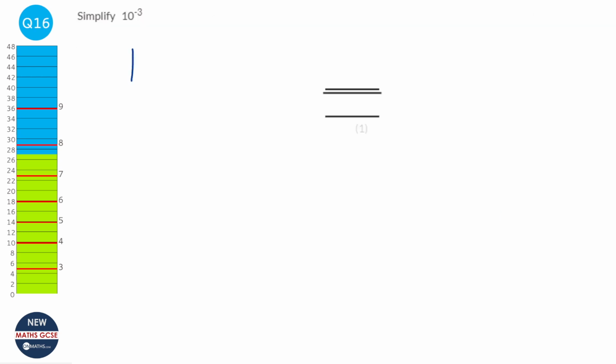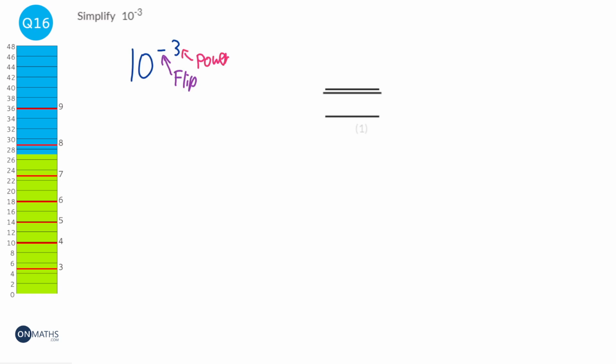There's 2 parts to this power. I'm just going to do it a bit bigger so we can see. We've got the negative here, and the negative will mean that we will find the reciprocal, and we've got this 3 here, which is just what the power will be.